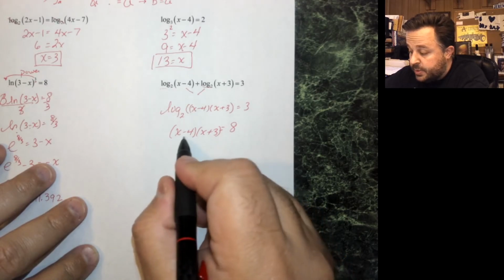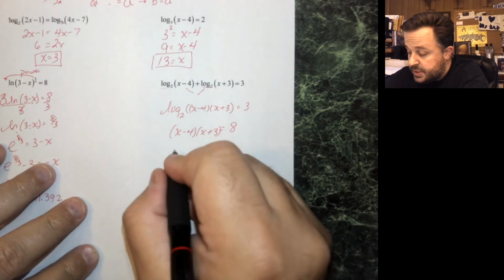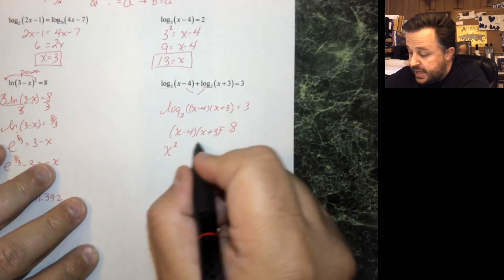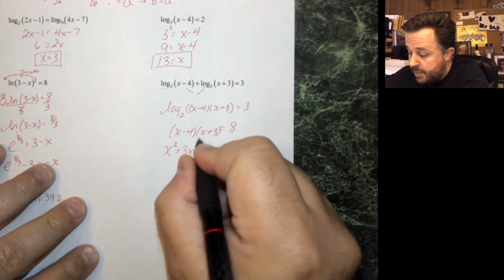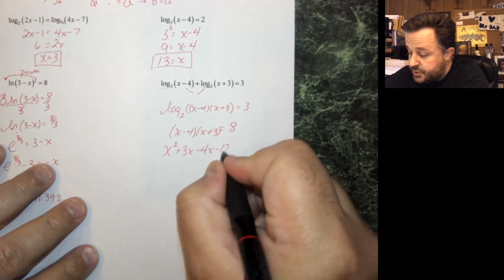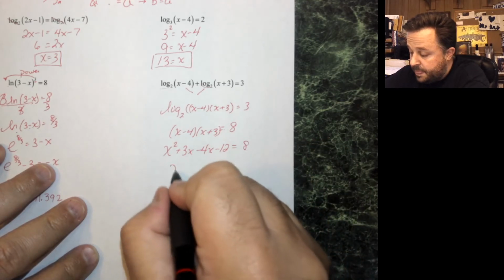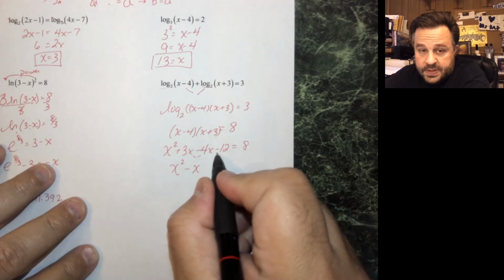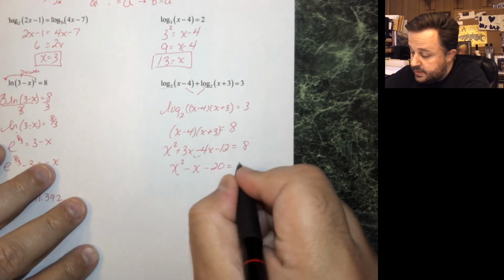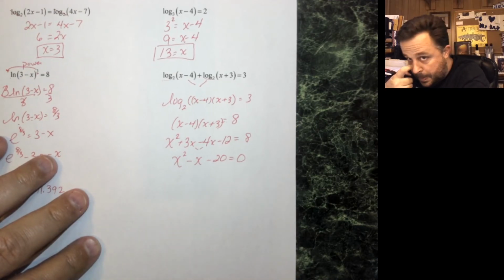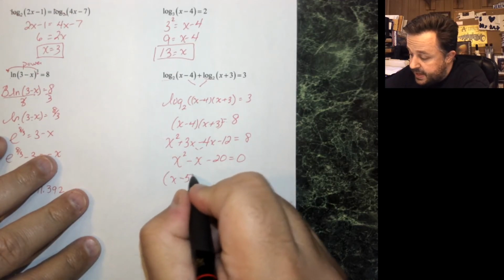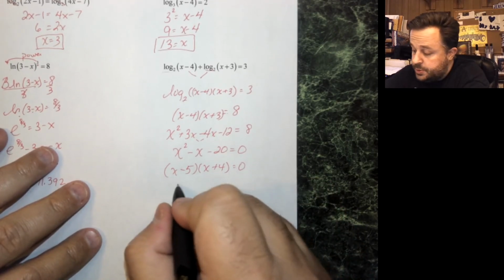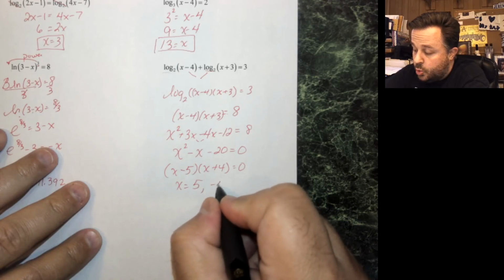Now this is a quadratic. We can only solve quadratics that equal 0, so we are going to have to FOIL this out, x squared. That becomes plus 3x. I'll write it. Minus 4x on the inners, minus 12. We combine these two to give us negative x. I'm going to bring over this 8. That makes that a minus 20 equals 0. Now we factor this. I get x minus 5 times x plus 4 is equal to 0, which means x is equal to 5 or negative 4.